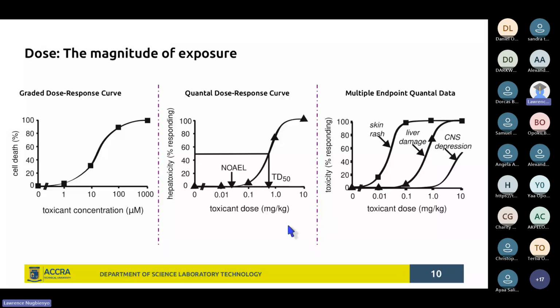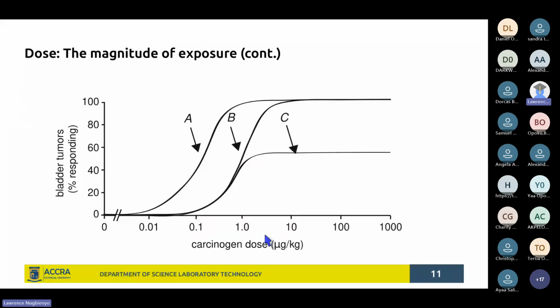So these are some of the concepts related to the dose. We'll continue to take a look at another concept. Say we take different substances. So let's say we take different toxicants A, B, and C, and these different toxicants have a toxic effect of causing bladder tumors, causing bladder cancer. So you have these carcinogens, A, B, C.